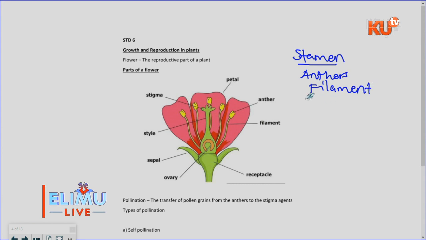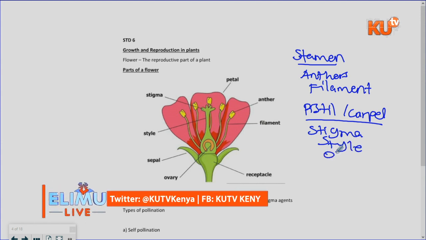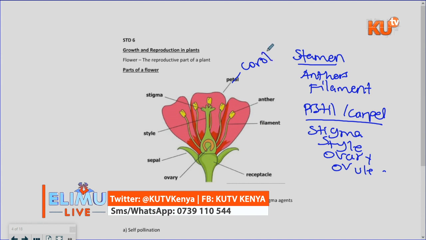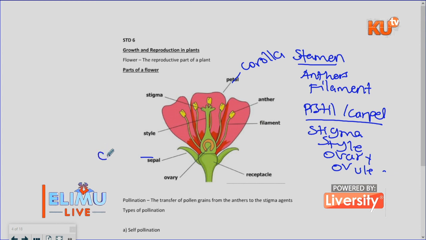Then we also have the female parts of a flower, which are called pistil or carpels. Examples of pistil or carpel are the stigma, the style, the ovary, and the ovules. Those are examples of pistils. We also have a collective name for petals. When petals are put together collectively, we call that corolla, not Toyota Corolla car, but Corolla as a collective name. When sepals are put together, they are called calyx. So those are key things to note.